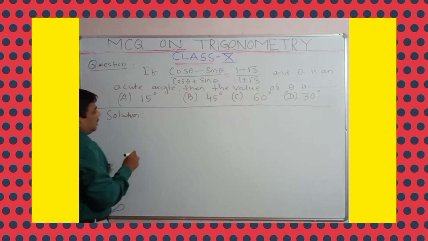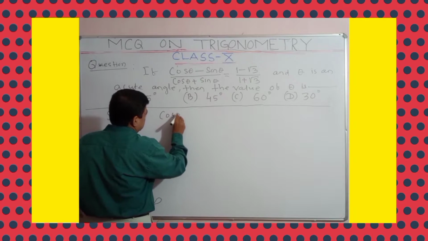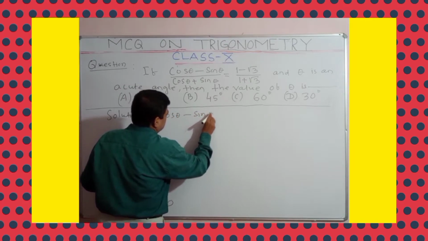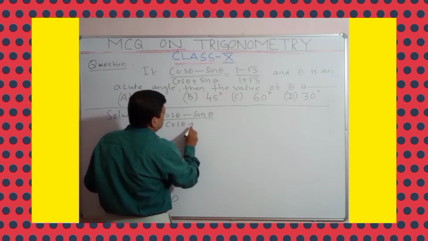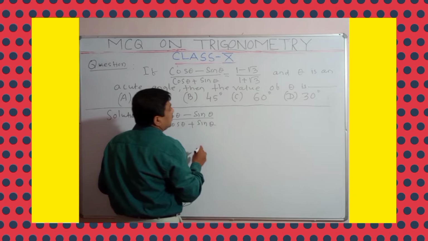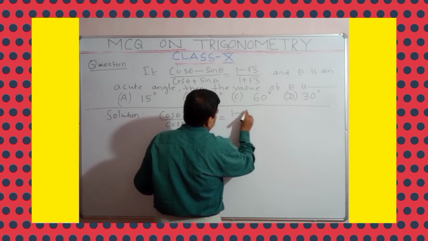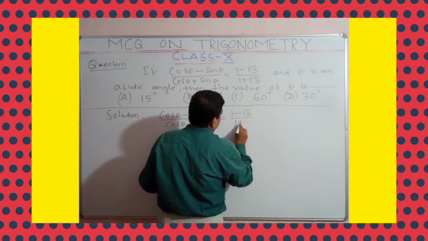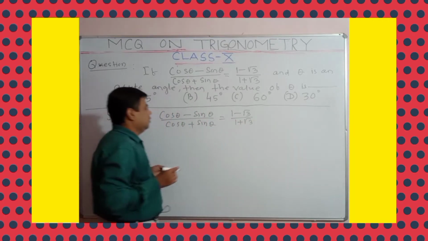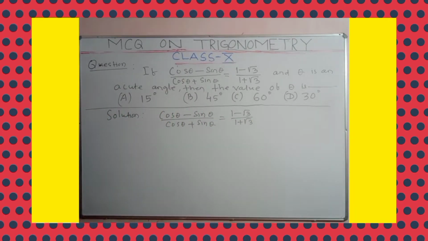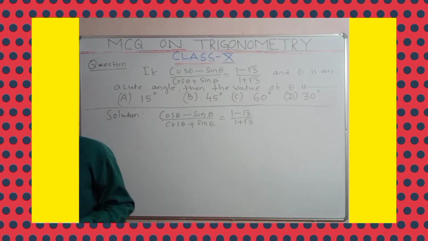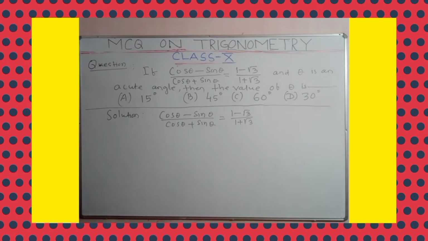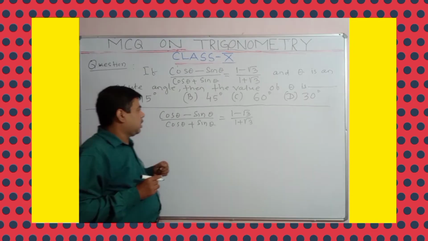So what is given? According to the condition, you can write cos theta minus sin theta divided by cos theta plus sin theta is equal to 1 minus root 3 divided by 1 plus root 3. Understand or not? Here we have to find out the value of theta where theta is an acute angle. Is it clear? Understand? So here what you have to do? How to do here?